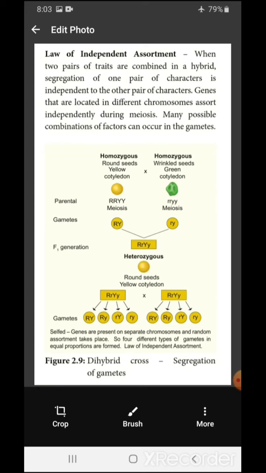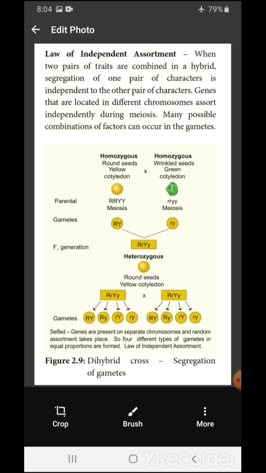So that is the third one, law of independent assortment. When two pairs of traits, that is characters, are combined in a hybrid, segregation of one pair of characters is independent of the other pair of characters. What is the segregation of one pair? Here round, that is one pair of characters, is independent of the other pair of characters, that is yellow. So it does not depend upon the yellow as well as round. Round does not depend on yellow. Yellow does not depend upon round. That is the independent assortment.